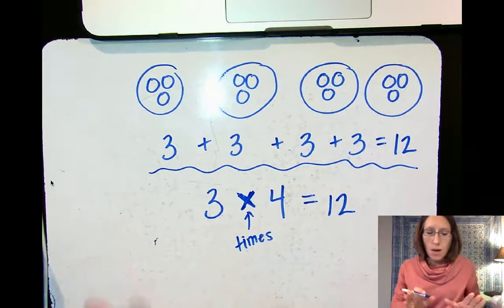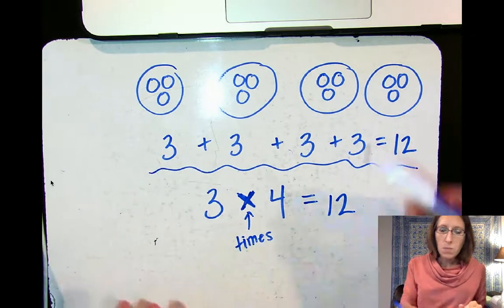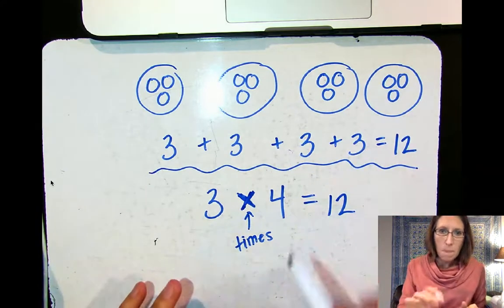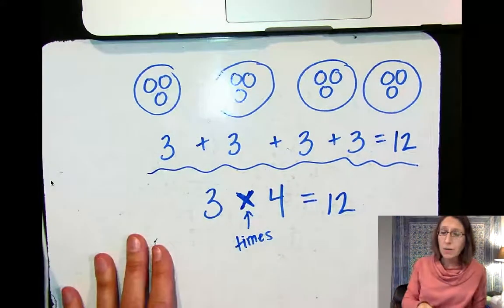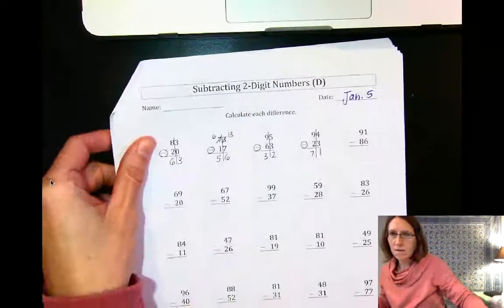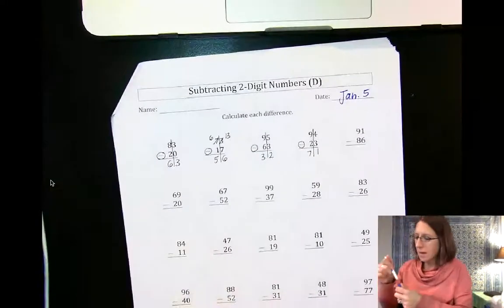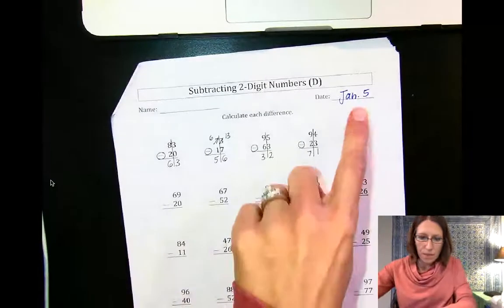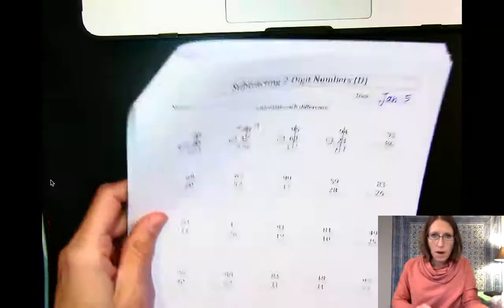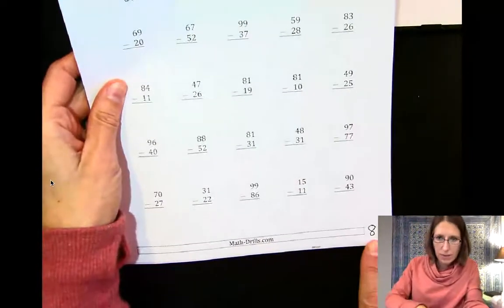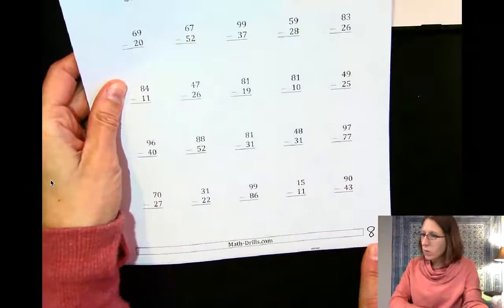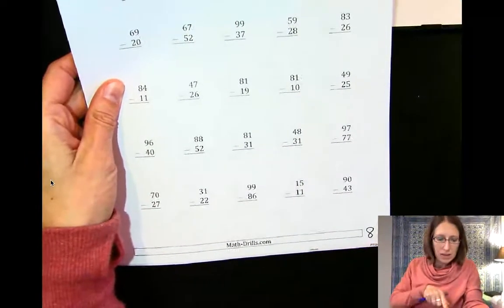All right, so we're going to keep learning a little bit about multiplication today. This was yesterday. And then today we're going to learn about something called an array. But before we do that, let's take a look at our fact practice packet for today. Today is January 5th, and we are doing a little bit of review. We're on page 8. We are reviewing a little bit with subtracting today.